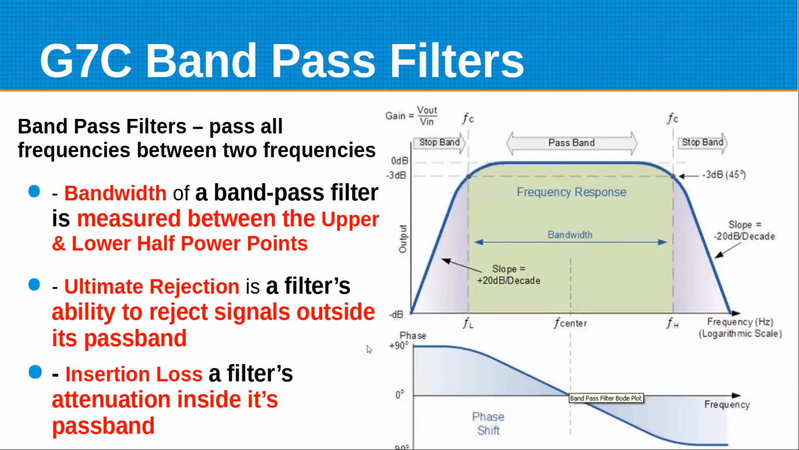So when ultimate rejection, you're saying anything outside the 3 dB point? Right.